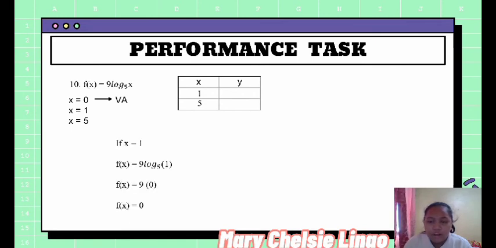So substitute 1. Always remember that the logarithm of 1 with any base is always equal to 0. So our answer for this one is 0, and 0 will be our first value for y. And substitute 5. Always remember that a logarithm with the same base and argument will always equal 1, so that will become 1. And 9 times 1 is equal to 9, so the second value for y is 9.